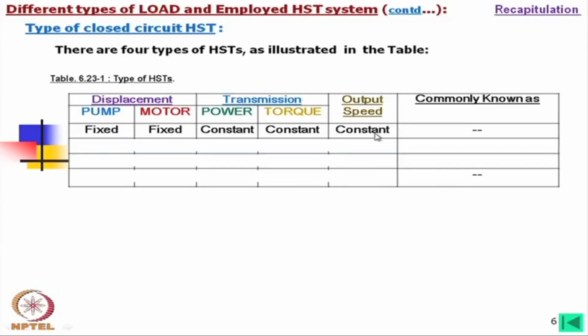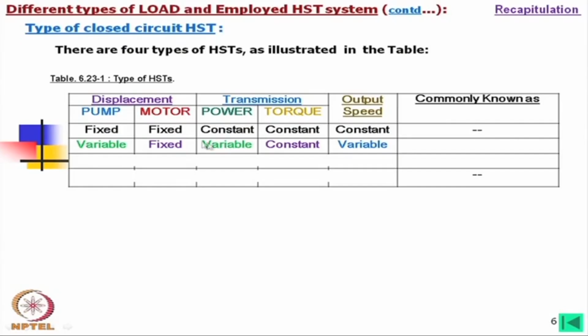Then output speed is also constant, and commonly we call it an ordinary simple circuit. Next, if we consider the pump is variable and the motor is fixed, then power will also be variable. However, it will usually be for constant torque. That means, when the pressure is constant, then torque in the motor is also constant, but we are varying this power. So, output speed will be variable in that case. Then we call it a constant torque system.